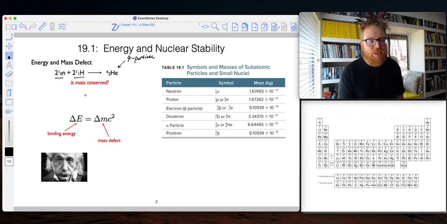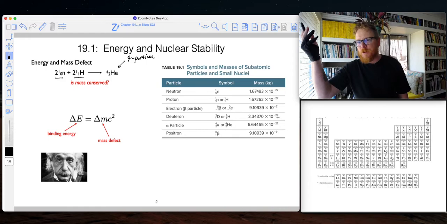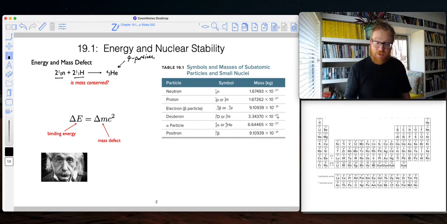And there's a question that I've asked here: is mass conserved? In other words, if I take the masses from this table and add them up, do I get the mass of an alpha particle? Logically, we would think, well, duh, of course. But this is where weird stuff happens. Okay, so let's do that.